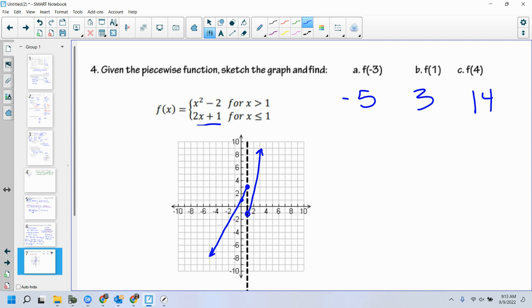Questions on that one? If I ever want you to graph, I will provide you a graph. There are some exceptions to that, but that does not come until chapter 4, till January. All right, let's keep it rolling.